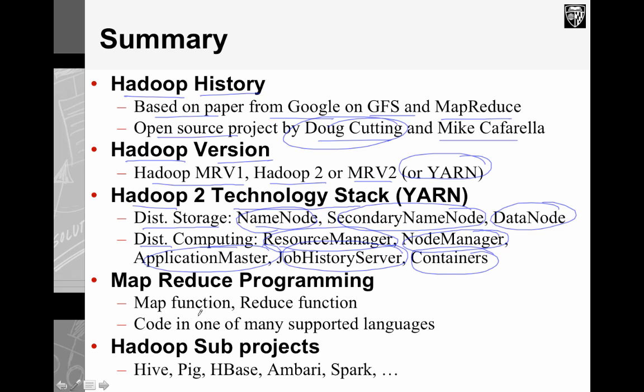In terms of programming, there is MapReduce programming, in which you write the map function and the reduce function, you package it up, and then you submit the job. You can write these map and reduce functions in Java or in one of many other supported languages using Hadoop streaming. And there are many Hadoop subprojects: Hive and Pig for high-level analysis. There is also HBase for NoSQL database processing. And there's also Ambari and Spark, Ambari being used for management and Spark being used for real-time and other analytics processing technology.